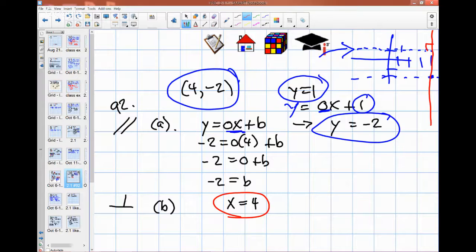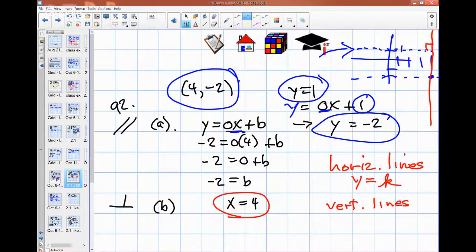Another little lesson here. All horizontal lines are going to be in the form of y equals a constant. So horizontal lines are always going to have a slope of 0, and they're going to look like y equals some constant, which I'm just calling k.